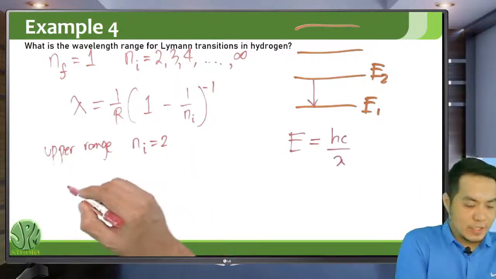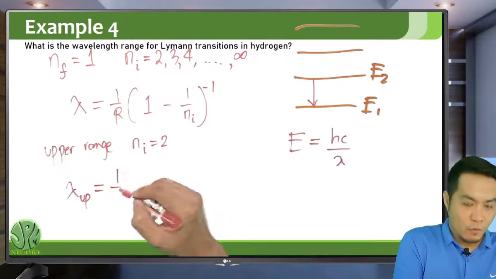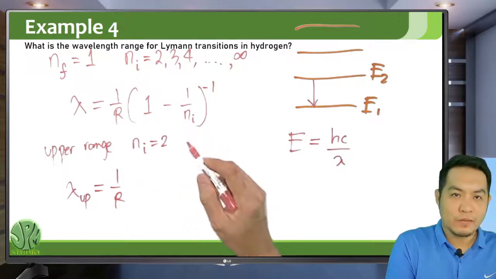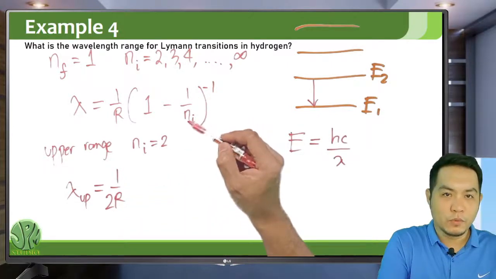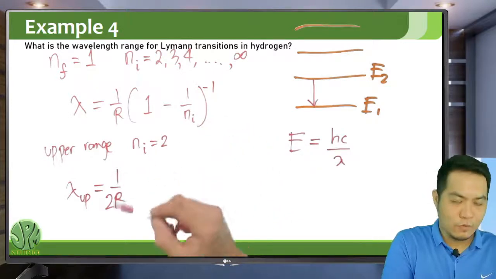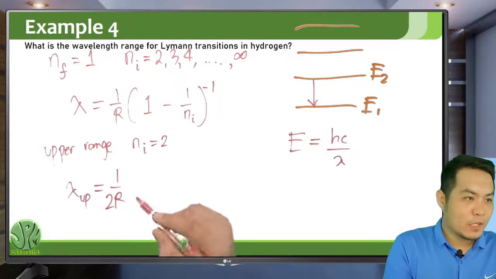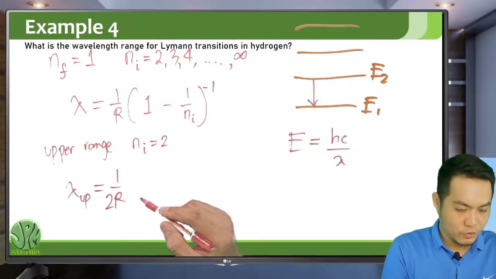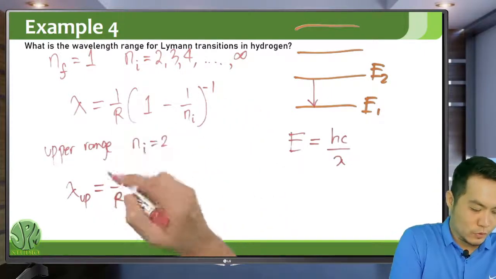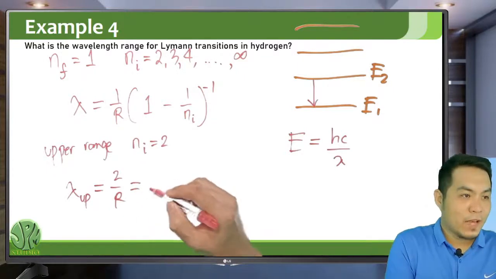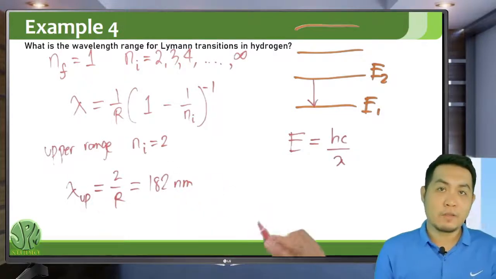In that case, the upper range lambda is 1 over R times 1 minus 1 fourth, which is 3 fourths. So lambda is 1 over 2R. Since R is just a constant, you take the inverse, you get 2 over R, and you will get a value of 182 nanometers. So this is the upper range of the wavelength.